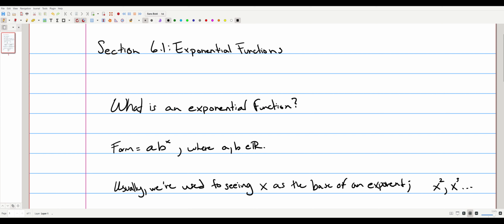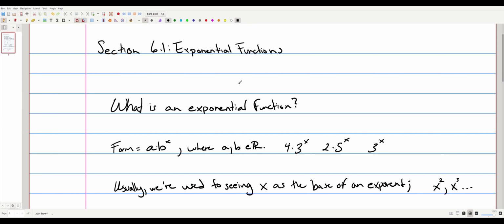Well, the form of an exponential function is a times b^x, where a, b are real numbers. Typically, when we work with them, you'll see them more as whole numbers, integers, right? So something like 4 times 3 to the x power, or 2 times 5 to the x power, or even sometimes without any number in front. So just like 3 to the x power.